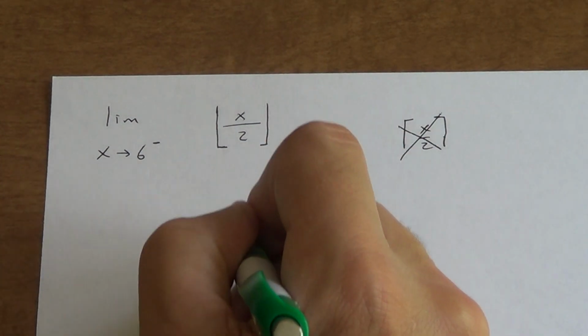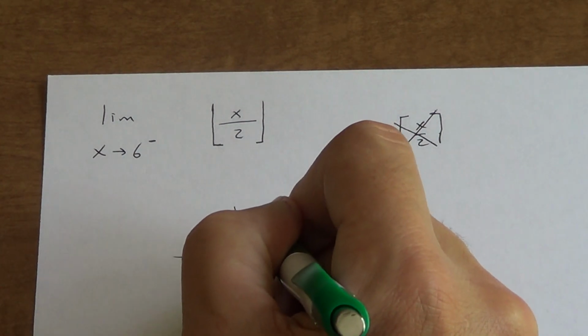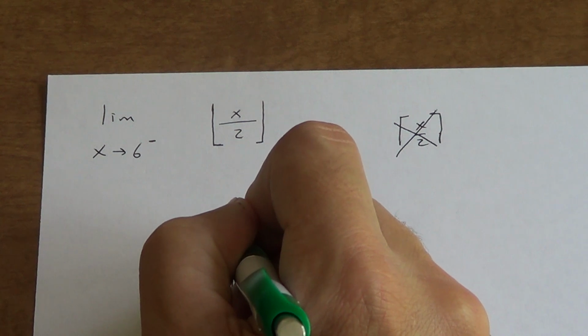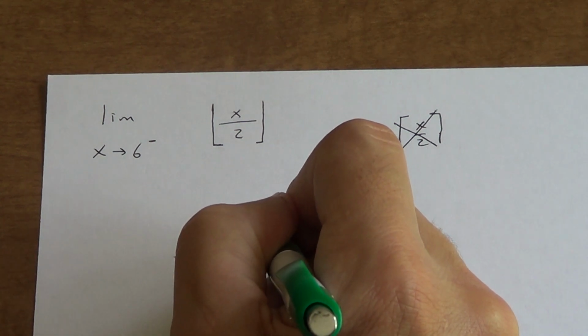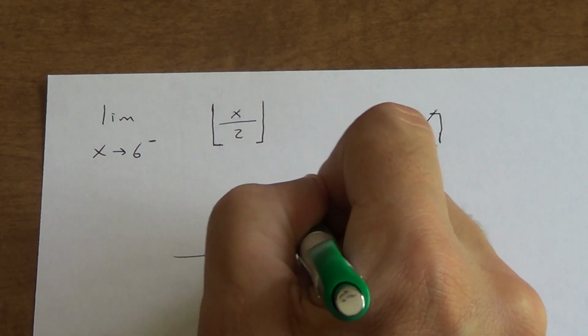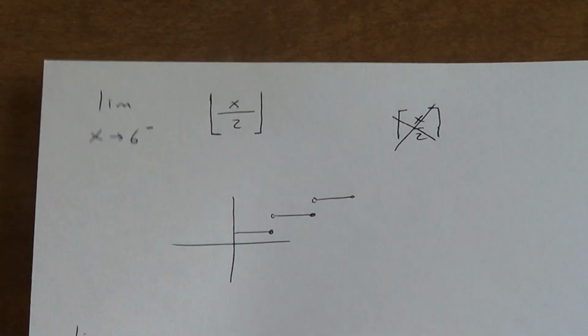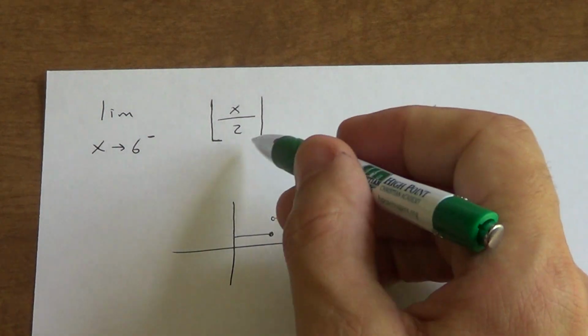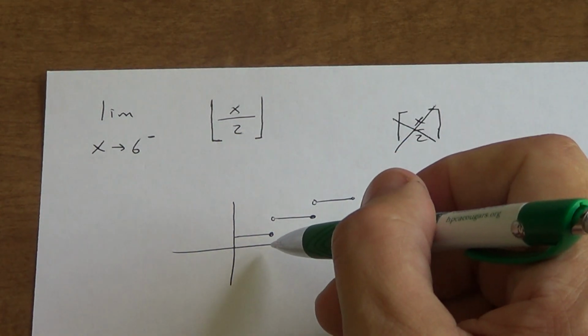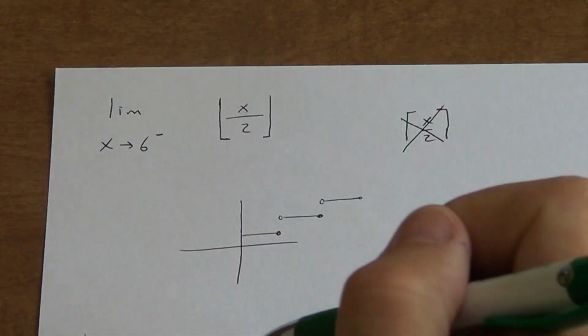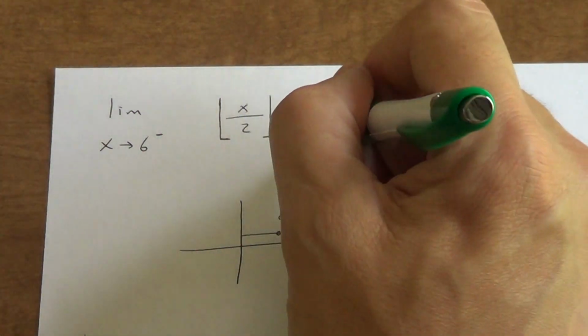This is what's called a step function. It kind of looks like this, where your graph comes out, and then it does this, and this, and this. It kind of looks like that. Okay, so in this case, because we're dividing by 2, every time we hit an even number, it jumps. All right. But in this case, our answer would be 3.